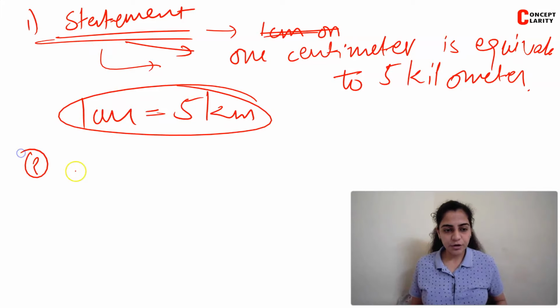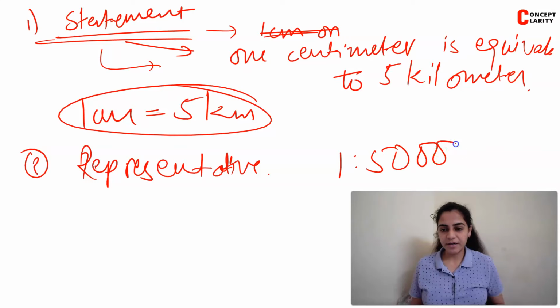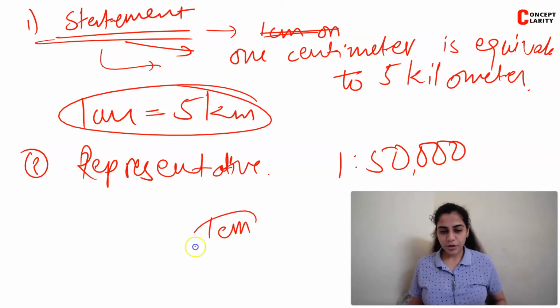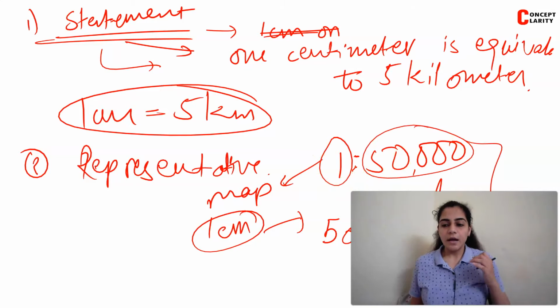Second one we have is a representative scale. Okay, in this representative scale we use fractions. This is the example. So what does this mean? That 1 centimeter on your map represents 50 centimeters on the ground. This is your representative scale. Before the colon you have your map reading, and after the colon you have your actual reading. So this is a representative scale.